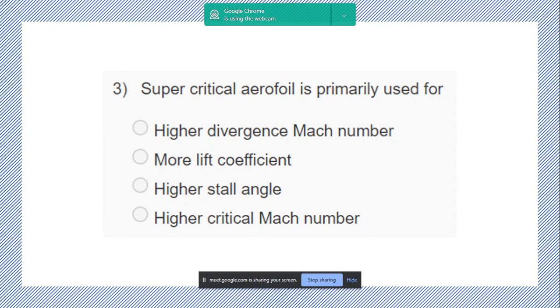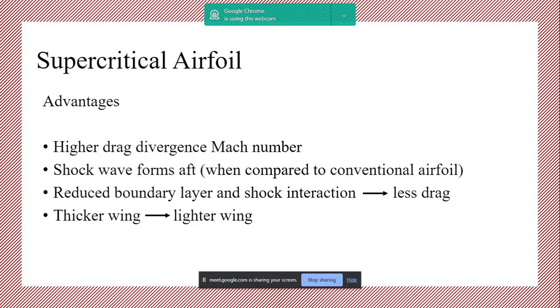What is it used for? This is a slightly ambiguous question, I believe, because it makes both the critical Mach number and the drag divergence Mach number higher, but it's more the higher drag divergence Mach number, right? Yes. Okay. So we studied what the supercritical airfoil is.